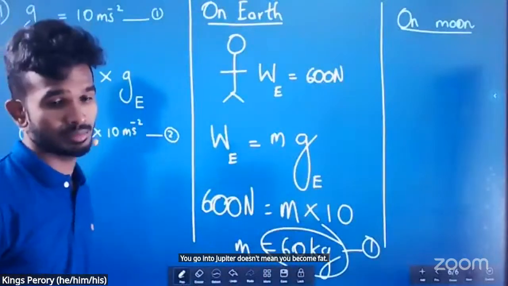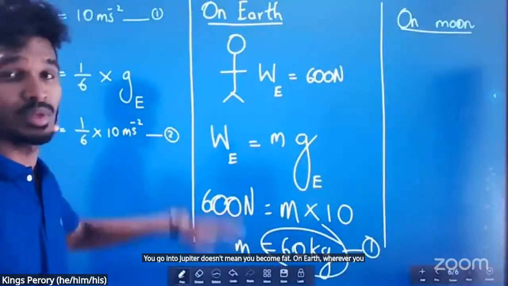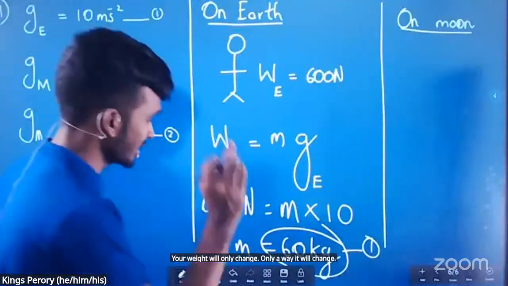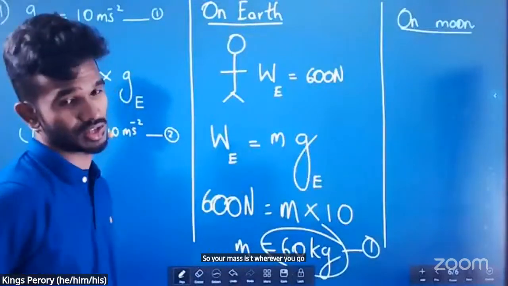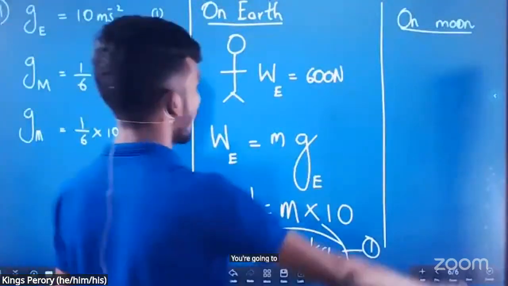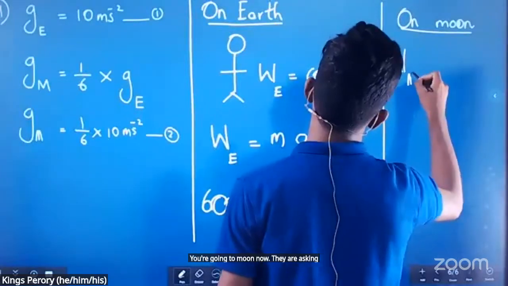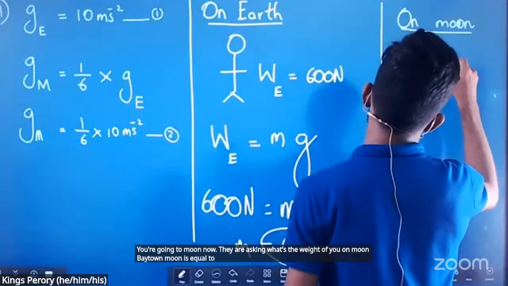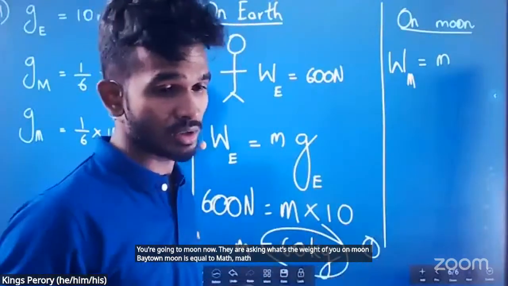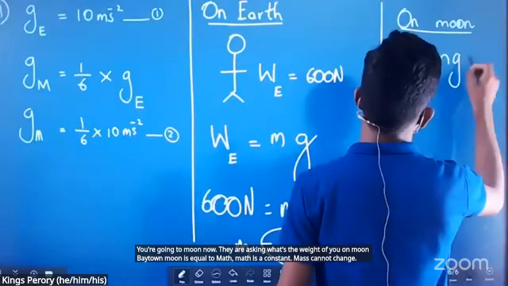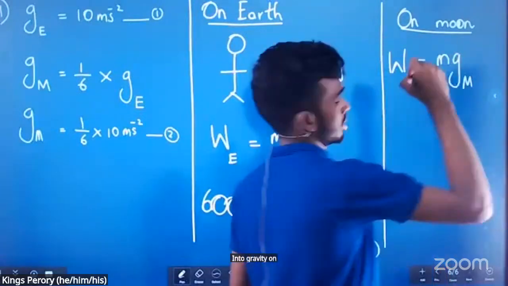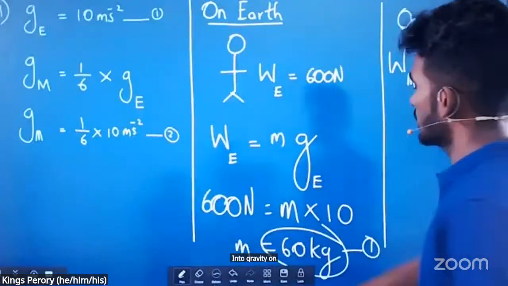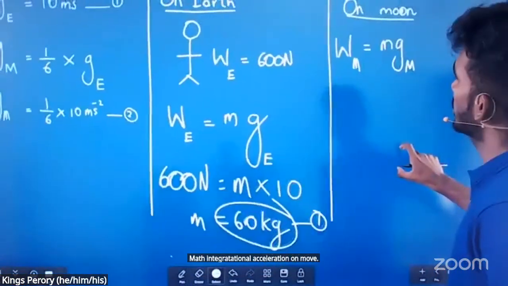So your mass is the same. Wherever you go, your mass is the same. Only your weight will change. So your mass is 60 kg, wherever you go. You're going to moon now. They are asking what's your weight on moon. Weight on moon is equal to mass, mass is a constant and cannot change, into gravitational acceleration on moon. Now apply the values.